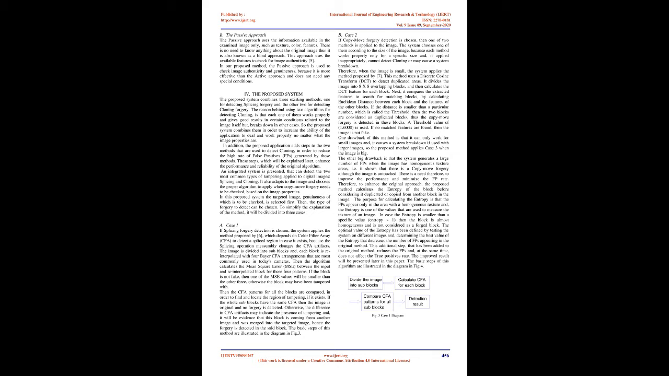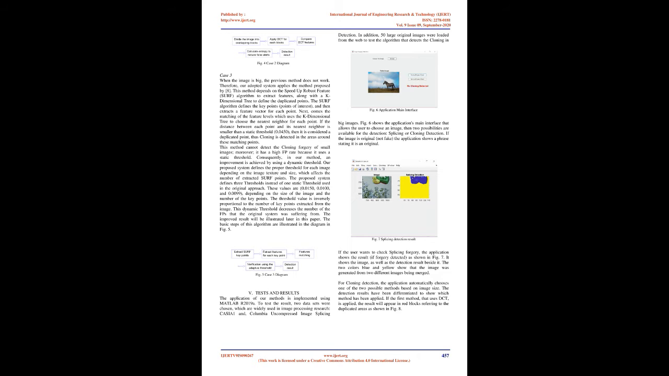Case 1. If splicing forgery detection is chosen, the system applies the method proposed by 6, which depends on the color filter array, CFA, to detect a spliced region in case it exists, because the splicing operation measurably changes the CFA artifacts. The image is divided into sub-blocks and each block is reinterpolated with 4 Bayer CFA arrangements that are most commonly used in today's cameras. Then the algorithm calculates the mean square error, MSE, between the input and reinterpolated block for these 4 patterns. If the block is not fake, then one of the MSE values will be smaller than the other 3, otherwise the block may have been tampered with.